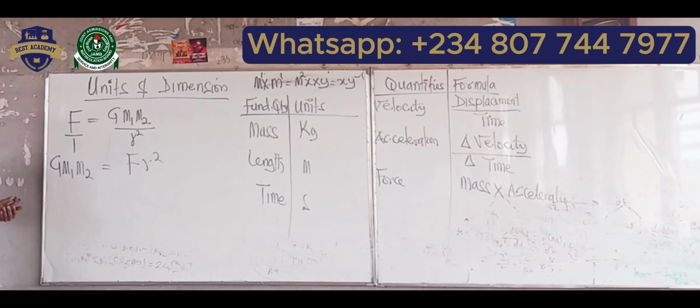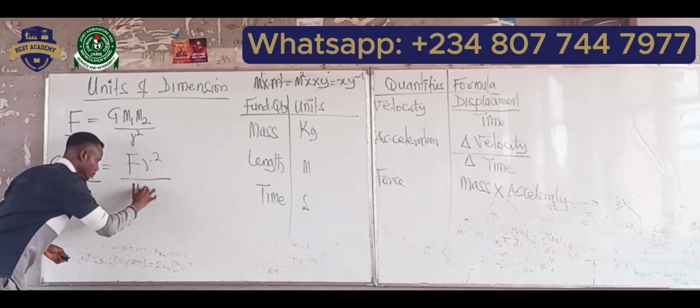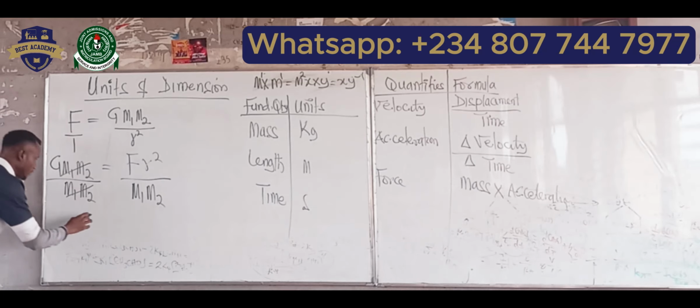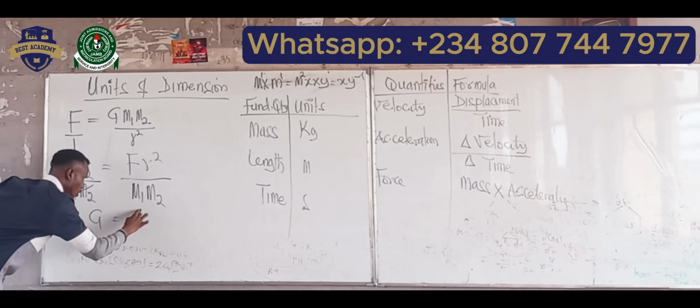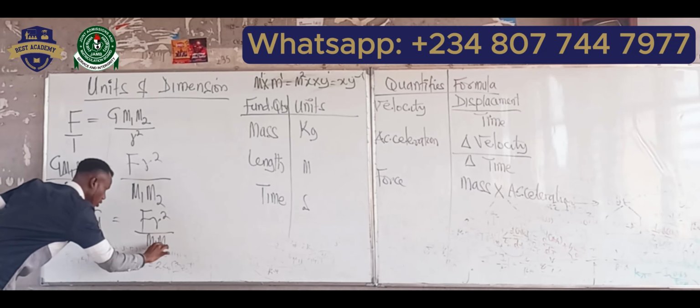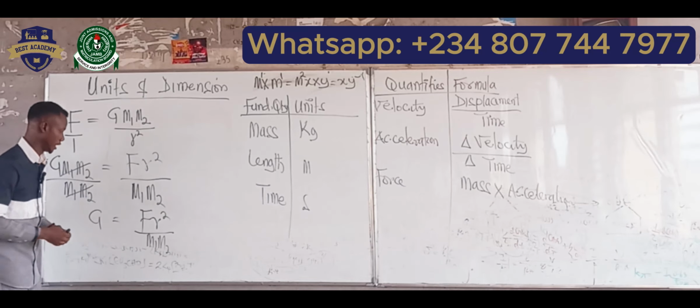That is, I'll divide both sides by what is attached to G. So divide here by m1 m2. Apply the same thing here. In an equation, whatever we apply at the right hand side, we also apply the same thing at the left hand side. This is going to be m1 m2. So this guy, we cancel this guy here. I'll be left with G will be equal to F r squared over what? m1 m2.